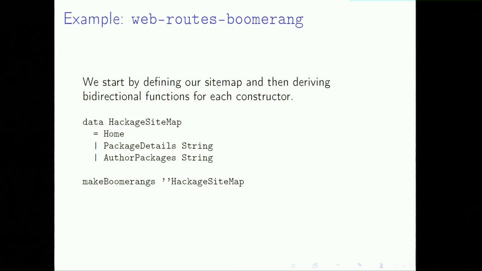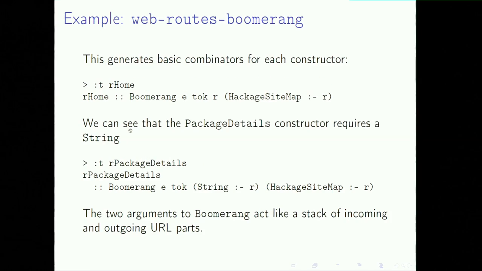And then the next thing I need to do is to derive those boomerangs for each of these constructors. And that's just done with a line of Template Haskell. And that's going to generate some functions for each of the constructors that look a little bit like this. So we get these boomerangs, our home, our package details, and so on.